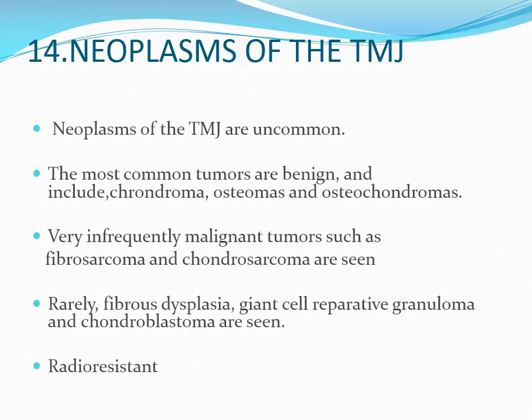Neoplasia of the TMJ. The most common tumors are the chondroma from the cartilage, osteoma from the bone, and it could be a combination, osteochondroma. Malignant tumors such as fibrosarcoma and chondrosarcoma are seen, but they are not frequent. Rarely, fibrous dysplasia, giant cell reparative granuloma, and chondroblastoma are seen. They are radio-resistant.